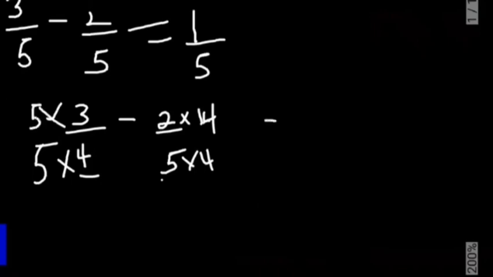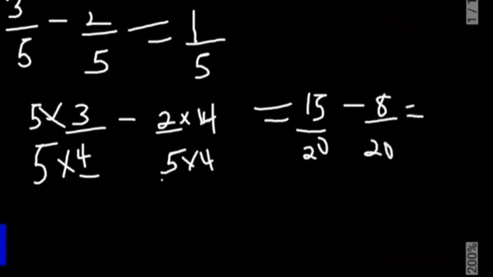So we now have 15 over 20 minus 4 times 2, we have 8 over 20. So since the denominators are the same, we pick one of them. We have 20. 15 minus 8 is 7. So this is the answer to this. This is a proper fraction, so we don't need to convert it to a mixed fraction.